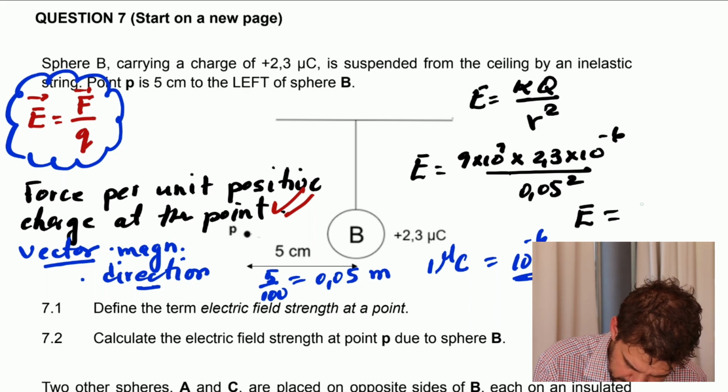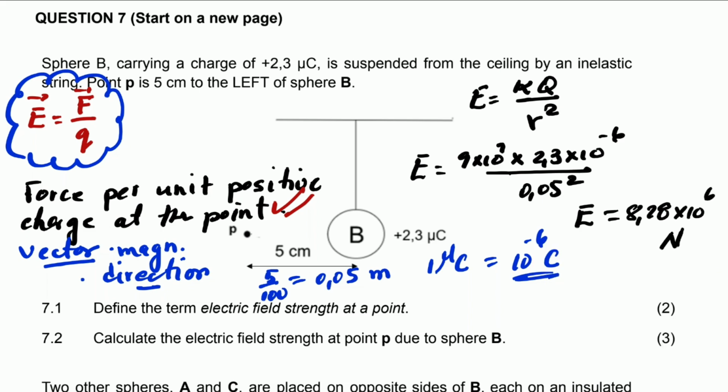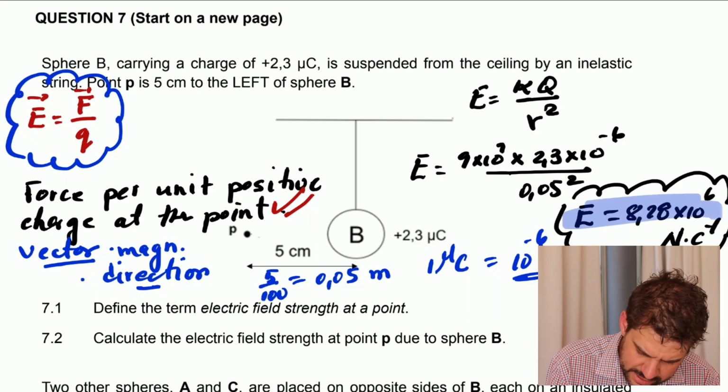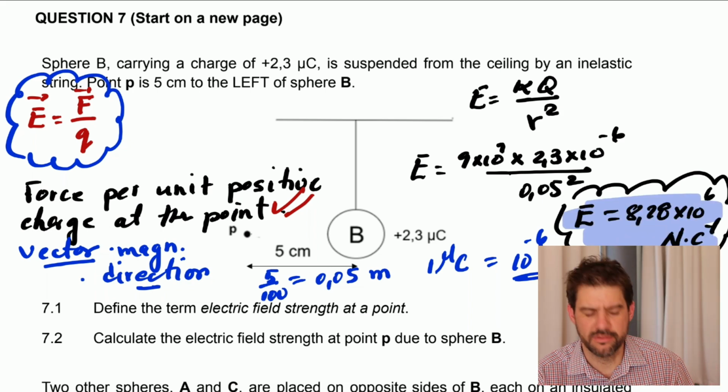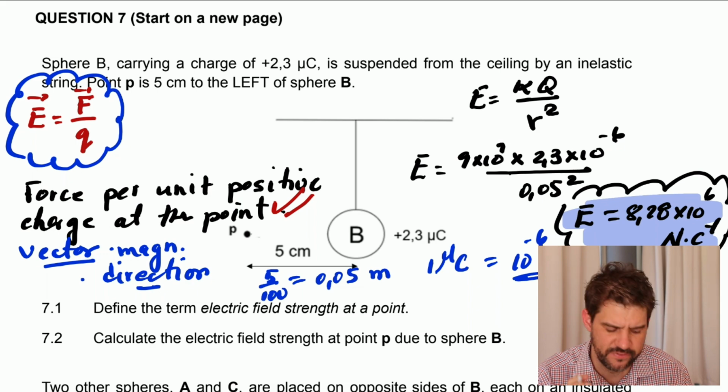8.28 times 10 to the 6 Newton per coulomb. That is the unit. Now, we need a direction. Electric field at the point is a vector quantity as we just said, so we need a direction there, which is missing. Now, how do we get the direction of an electric field?